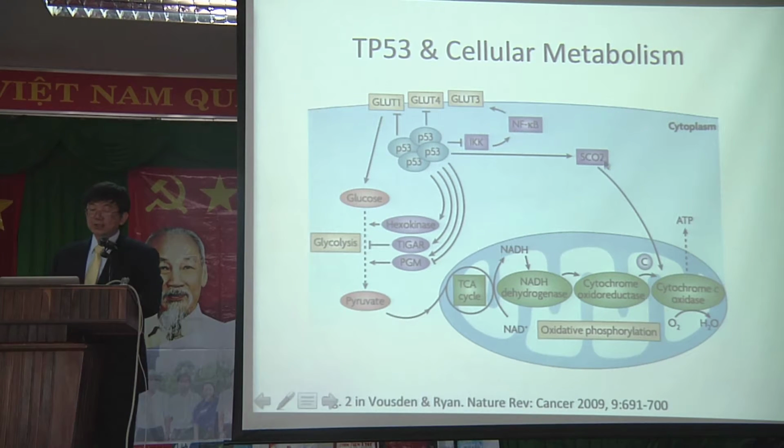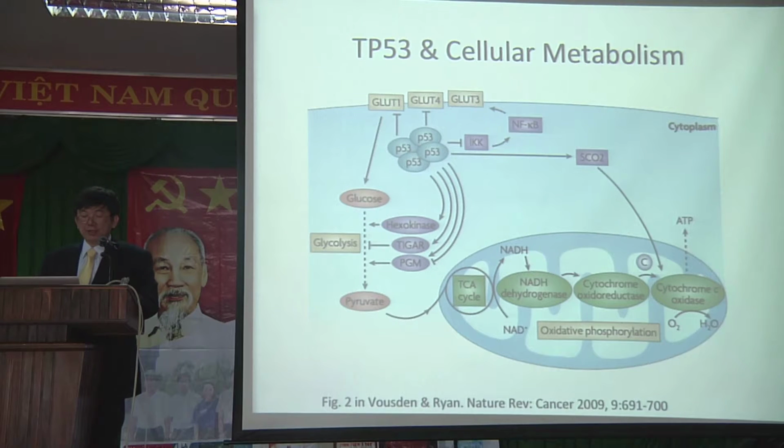So what is SCO2? SCO2 is critical for regulating the cytochrome C oxidase complex. It is a major site of oxygen utilization in the eukaryotic cell. And disruption of SCO2 gene expression in cells with wild type p53 would recapitulate the metabolic switch to glycolysis that is exhibited in the p53 deficient cells.